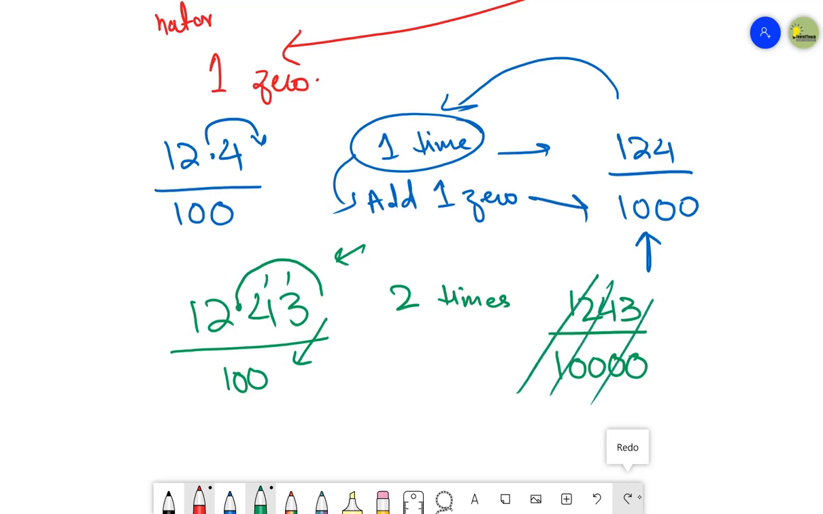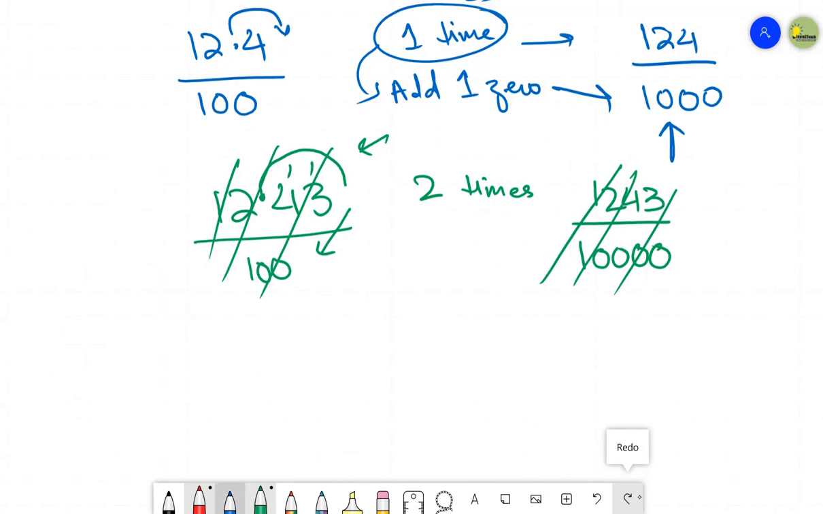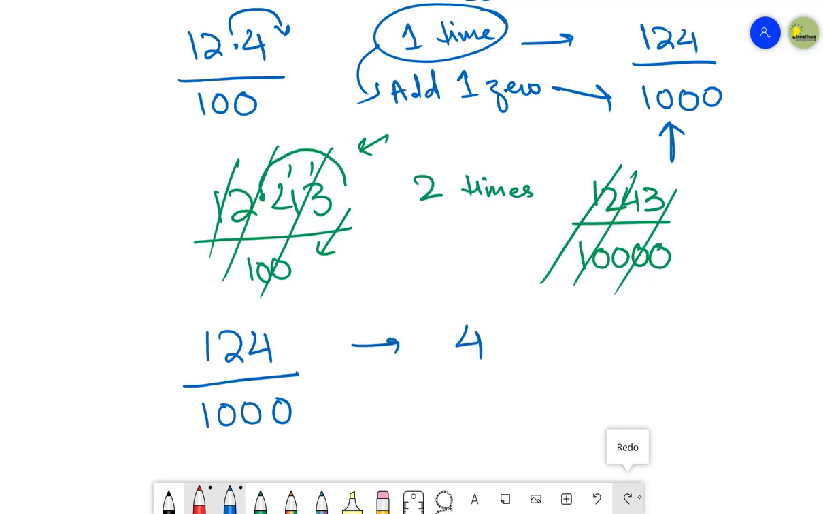Now just forget this example. It is just for your understanding. Come back to the question. The question says that I have 124 upon 1000. Now what you need to do, you have to cancel this number. Let me see that if this number can be cancelled by 4. Yes, it can be cancelled by 4. And I can cancel it like this. 4 threes are 12 and 4 ones are 4, right?